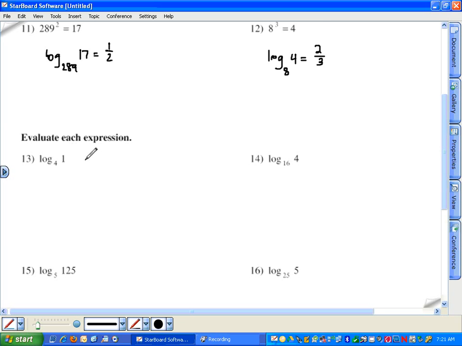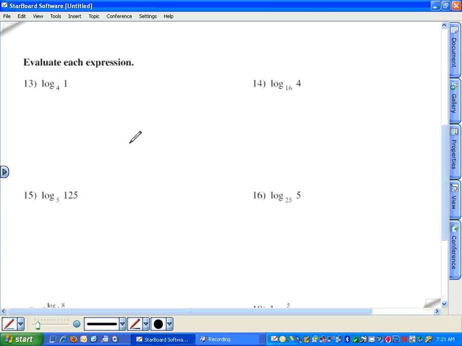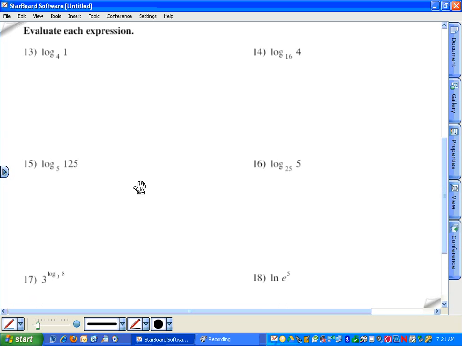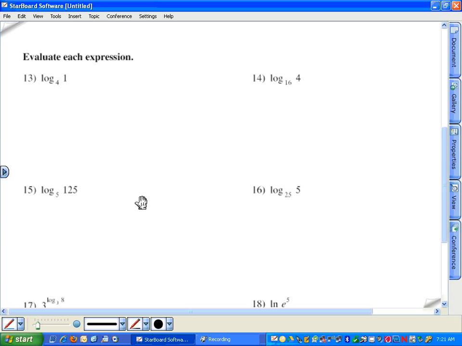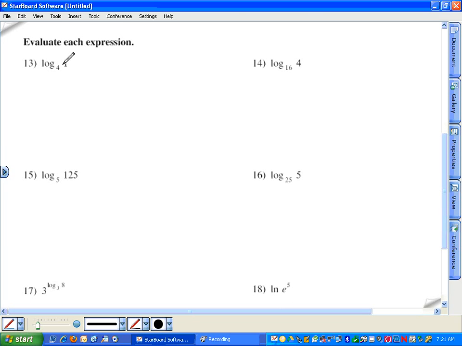Now we're evaluating each expression for this section. One of the properties we learned is anytime you take the logarithm, regardless of the base, if you take the logarithm of 1, that always equals 0. Every time. Anytime you take the logarithm of 1, it equals 0.